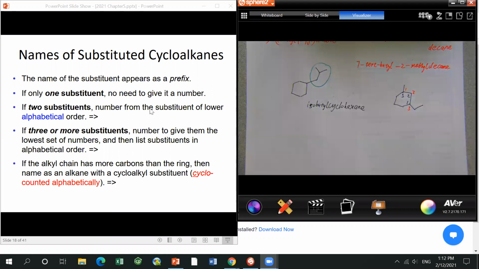So we try to give the lower number to the substituent group that comes first alphabetically. That's similar to the rule we learned in the chapter, in the chain numbering case. Use the same distance.